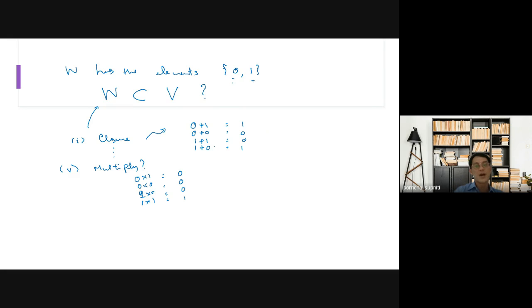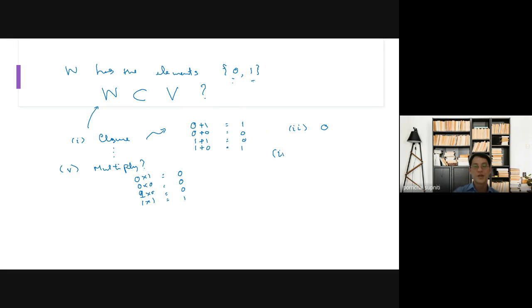If you look at some other property like number 2, I think property number 2 is identity, right? Let's say identity. Do we have an identity here in W? Of course, it's 0, right?